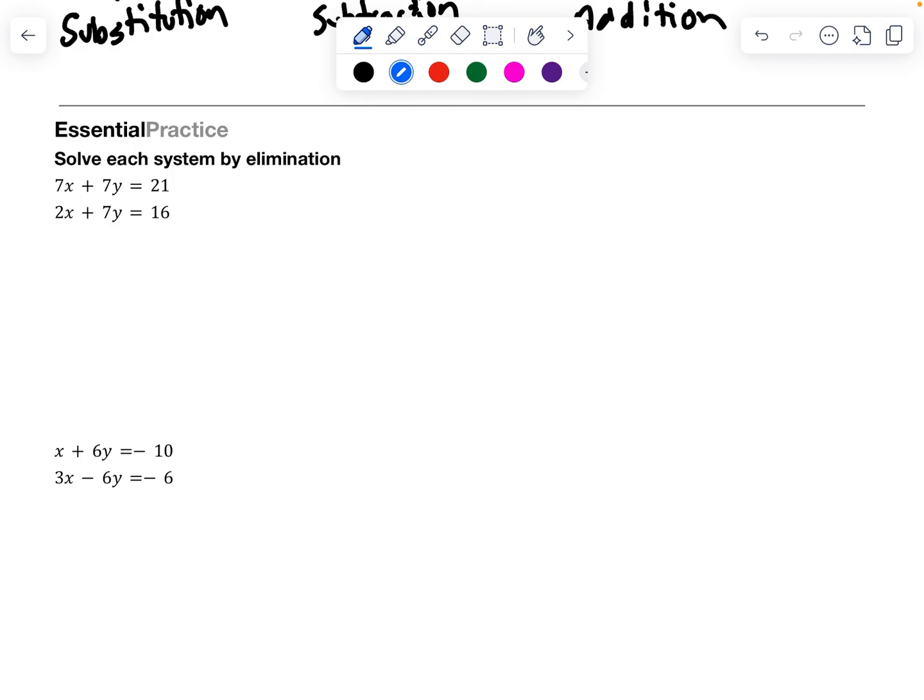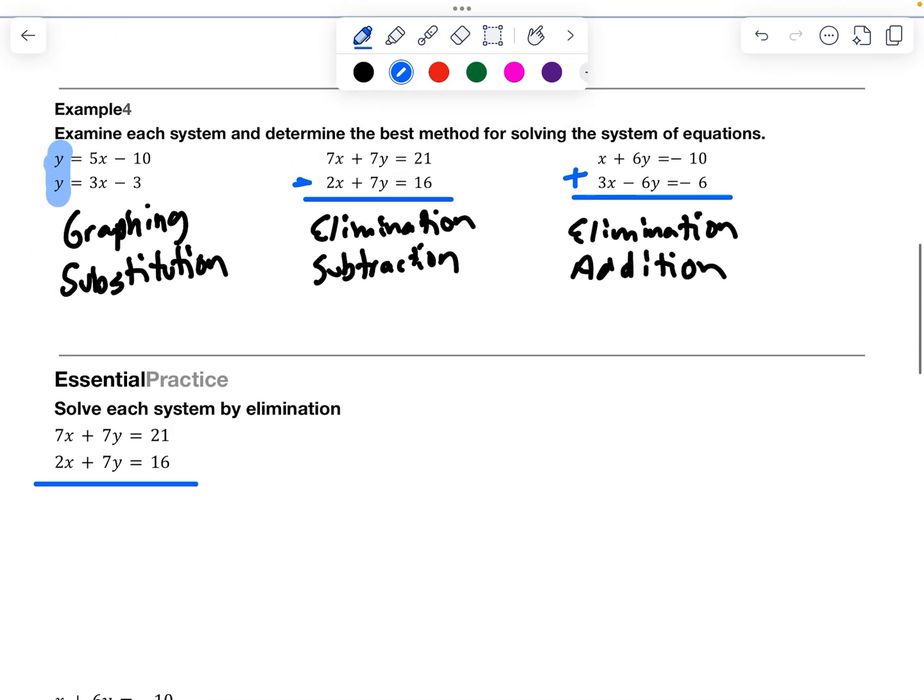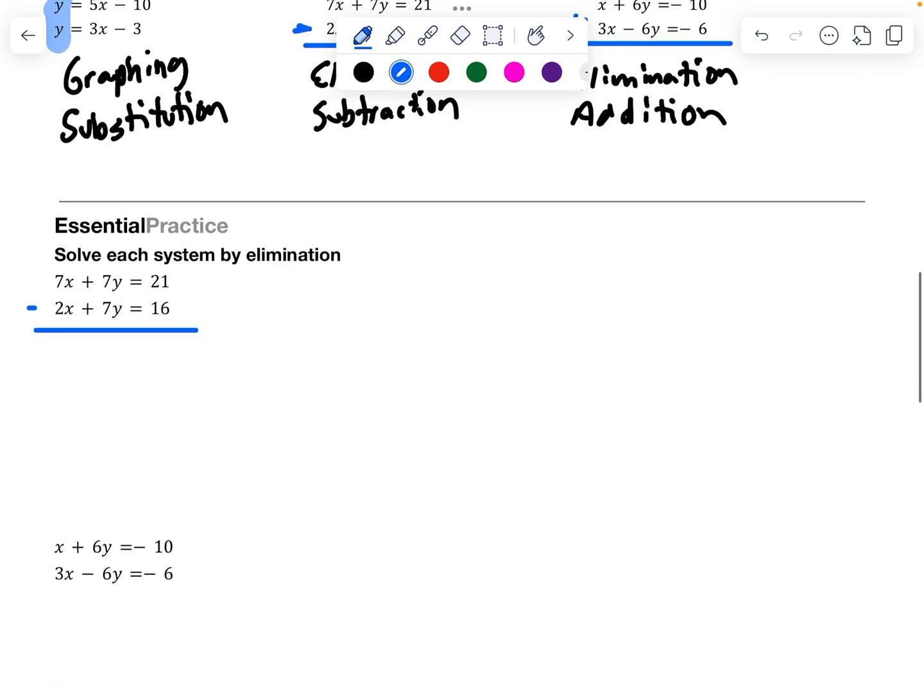All right, so what method should we use here? Well, we just talked about it up here. We are going to subtract, because that'll make that into a 0. So 7x minus 2x is 5x. 21 minus 16 is 5. Divide by 5, x is 1.